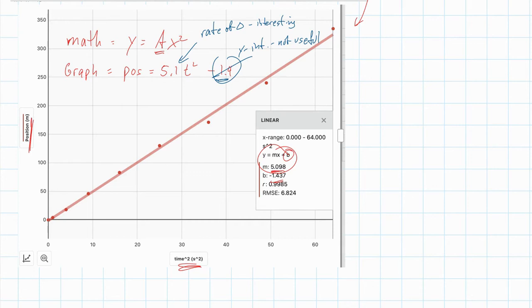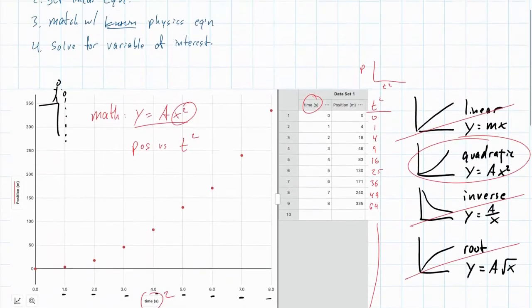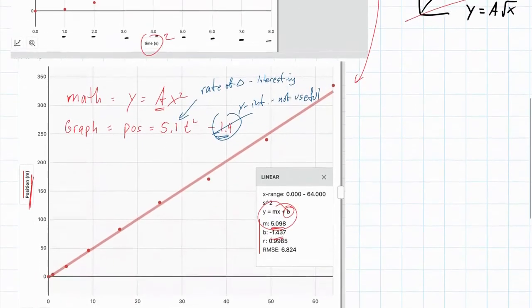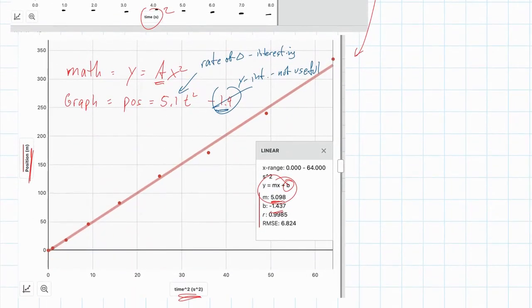And now here comes the tricky part. Looking back up: linearized graph, check. Get linear equation, check. Match that with a known physics equation. This is where the jump from math to physics occurs. So we know that a dropped object is changing its position in some way due to the time it has traveled. And there is a very useful, very familiar physics equation. That is delta x, or d, equals v-naught t plus 1/2 a t squared.